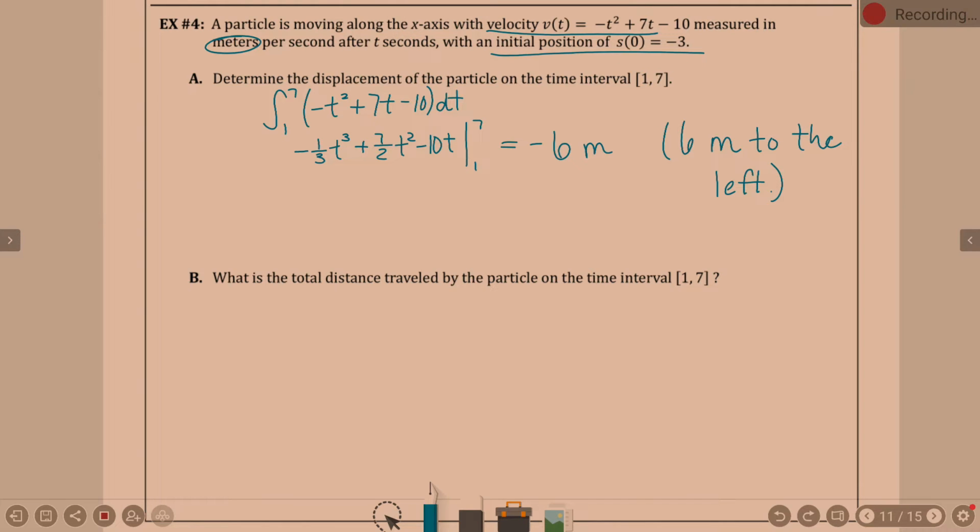Okay, so that was the particle moving along the x-axis. It was the given velocity and the initial position of negative 3. And so we looked at displacement. Displacement from time 1 to time 7 is basically the change in position, and that change in position is 6 meters to the left. Now B says, what is the total distance traveled by the particle on that interval of 1 to 7.